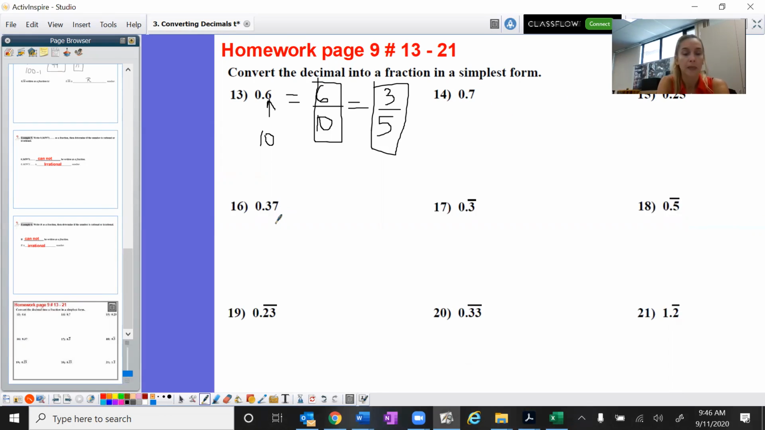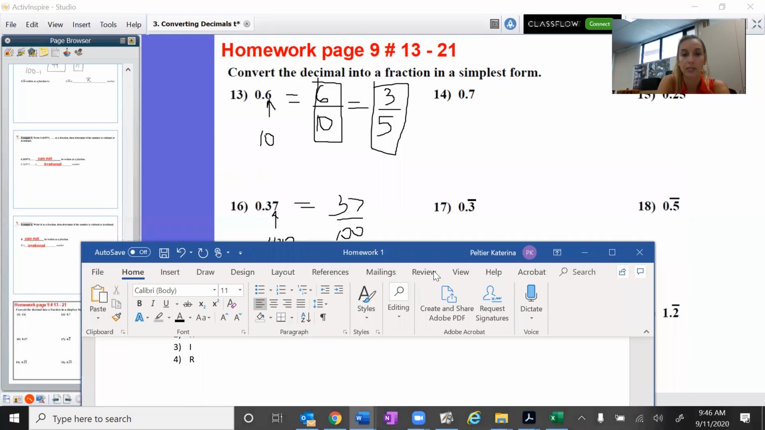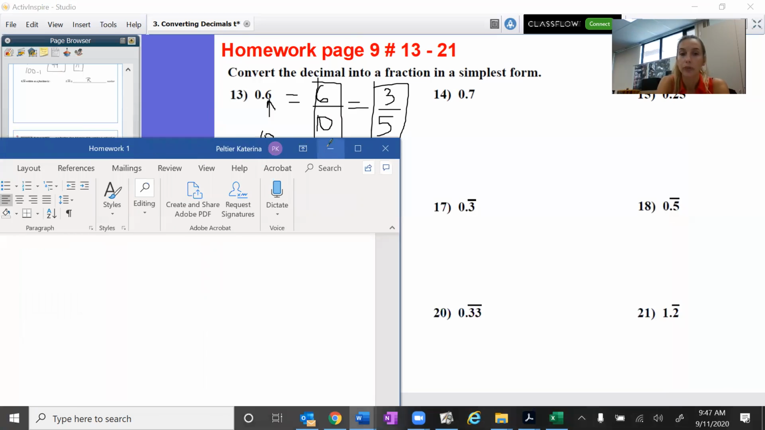Let's look at 16. For 16, the last digit is 7. The 7 is in a 100 spot, and since the number is not repeating, that's the answer. I have 37 over 100. And that's how you're going to go in here in Microsoft Word, right? So you're going to go 13, you give me an answer for 14, you will give me an answer for 15, 16, and 17 is what we just did. And we said 16 is 37/100.